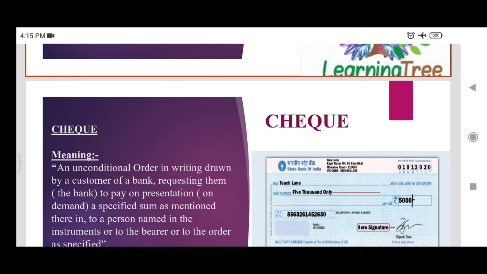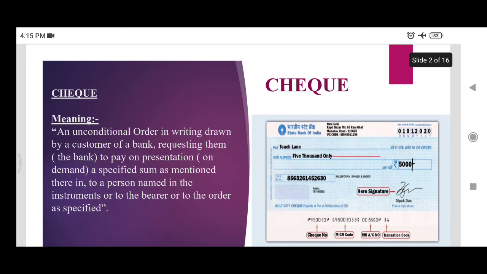What is this unconditional order? For example, if you have a check and you submit it to the bank to draw the money, they won't ask you on what condition you are getting this sum of money. That is not their duty. Their duty is only to honor the check, isn't it? That is why we call it an unconditional order in writing. I hope you understood what is a check.